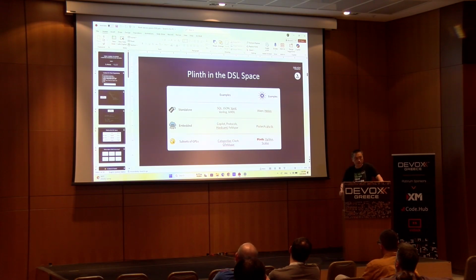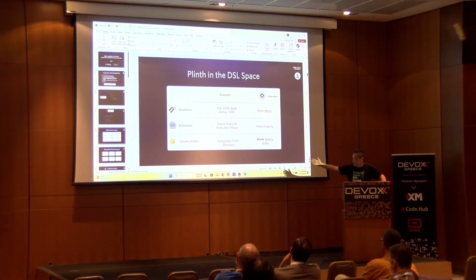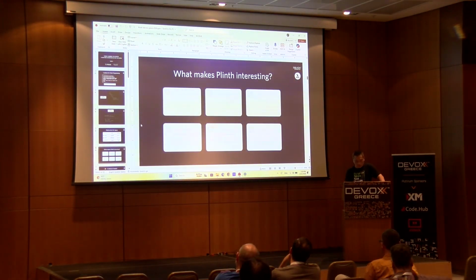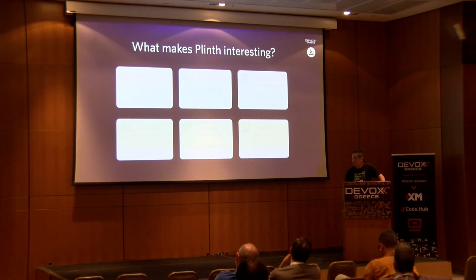So here are some examples of each category, and the examples on the right are in the specific domain of smart contract languages for Cardano. This is a good domain to study the differences and trade-offs, because as you can see, there are at least 2 examples of languages in each category. So Plinth is a subset of Haskell, so it belongs to the third category. There are a couple of things that make Plinth interesting, and I'm going to go into details of each one of these.